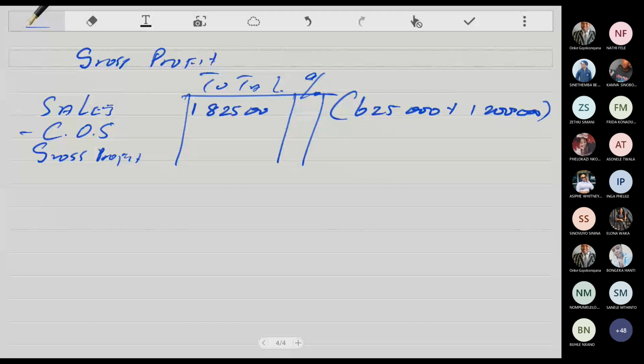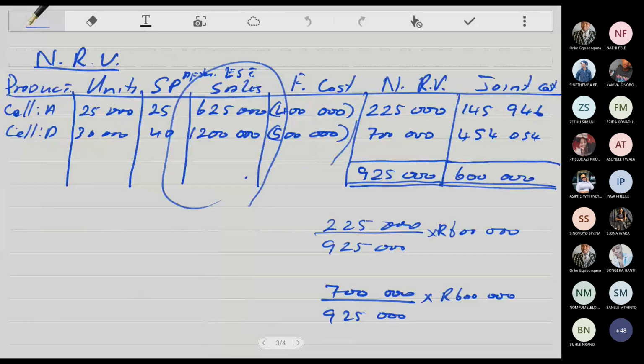1,825,000. Then we minus the cost. So our cost, when you look at it, is your joint cost of 600,000. Remember now, guys, we are just doing the totals. We don't do them separately. So we do know the joint cost in total is 600,000. We don't know how much will go to cell A and how much will go to cell D, plus the further costs. These are the further costs that we have, 500,000 and 400,000. So they give you a total of 900,000.